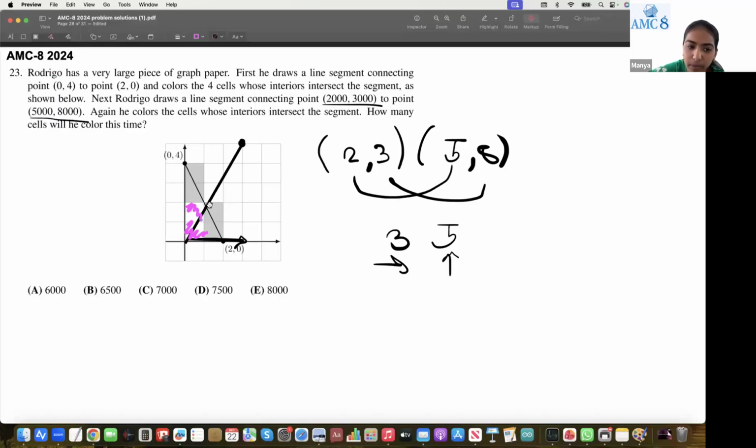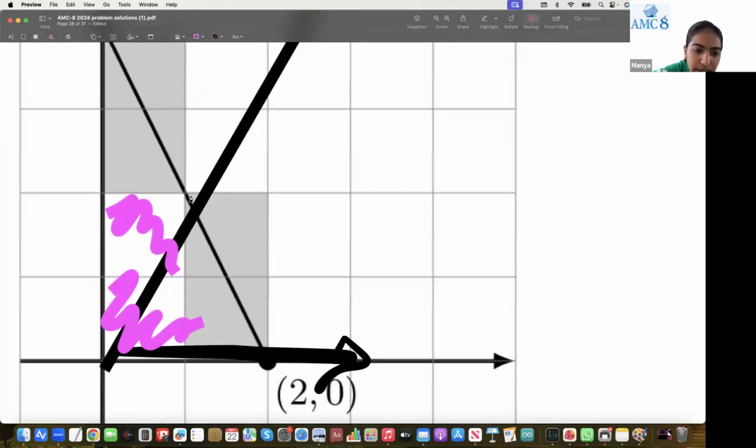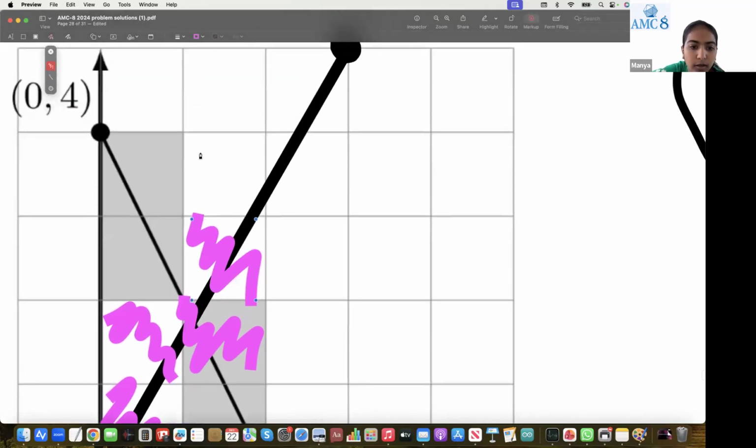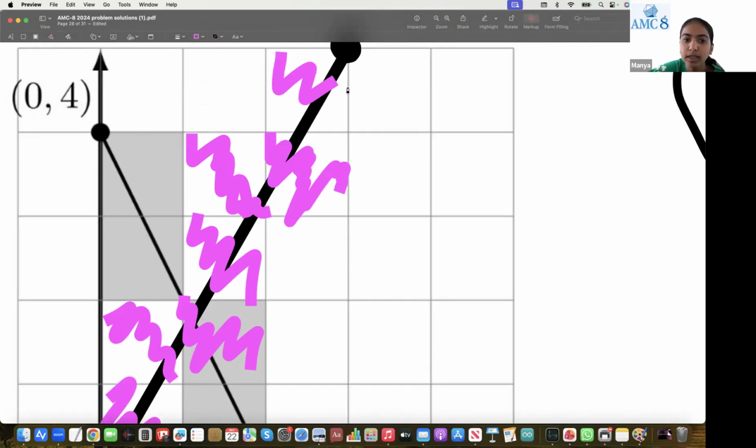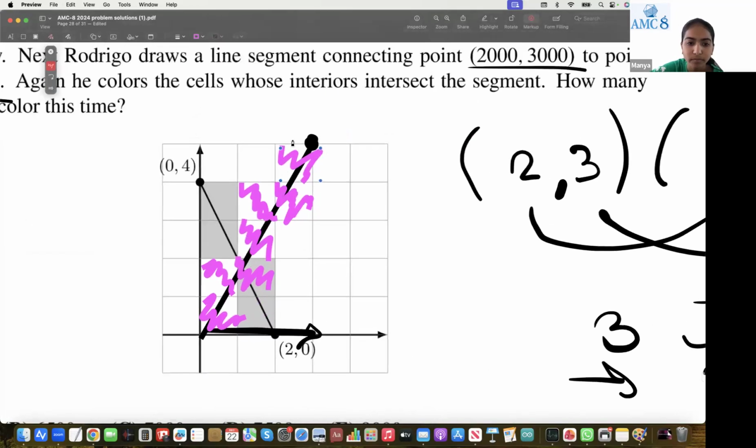Now this square is a bit hard, but if you zoom in closer, you will see that it also intersects this square. So 3, 4, 5. You can see that that small line over there, it still intersects 1, 2, 3, 4, 5, 6, and 7. So it intersects 7 squares so far.